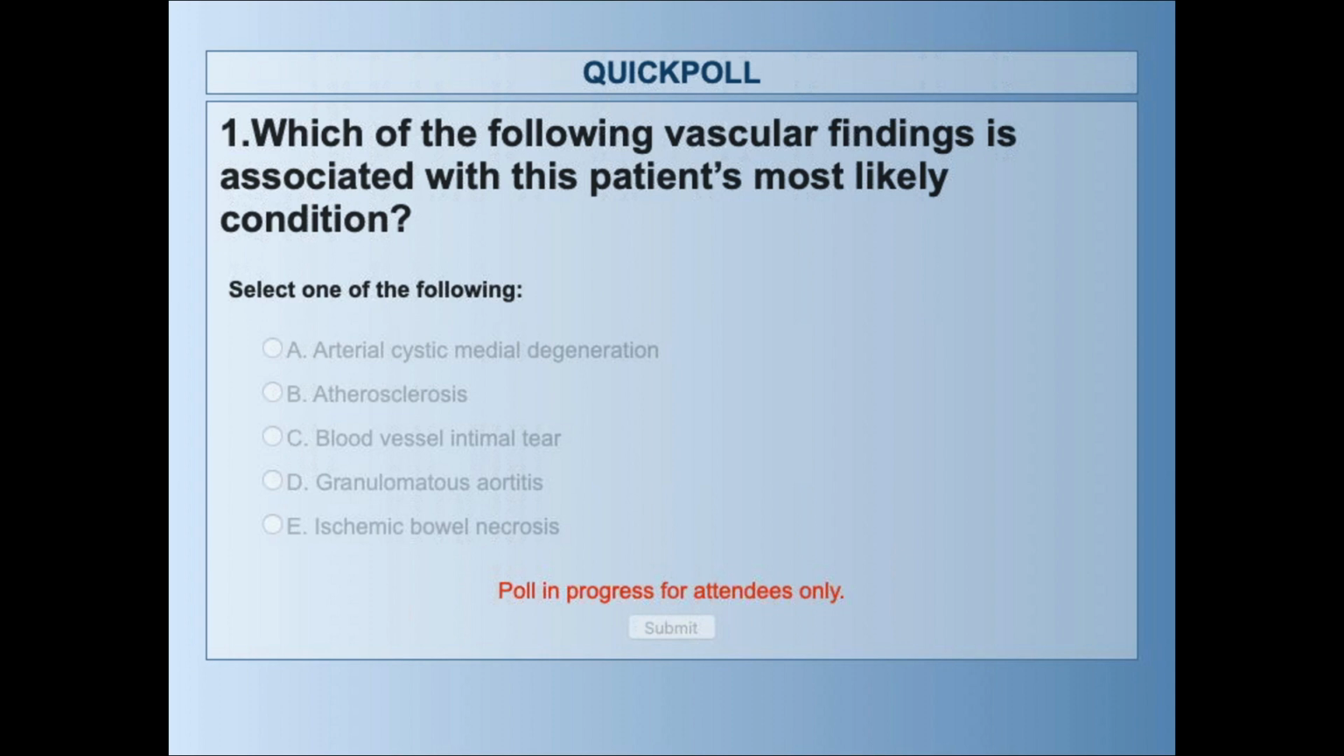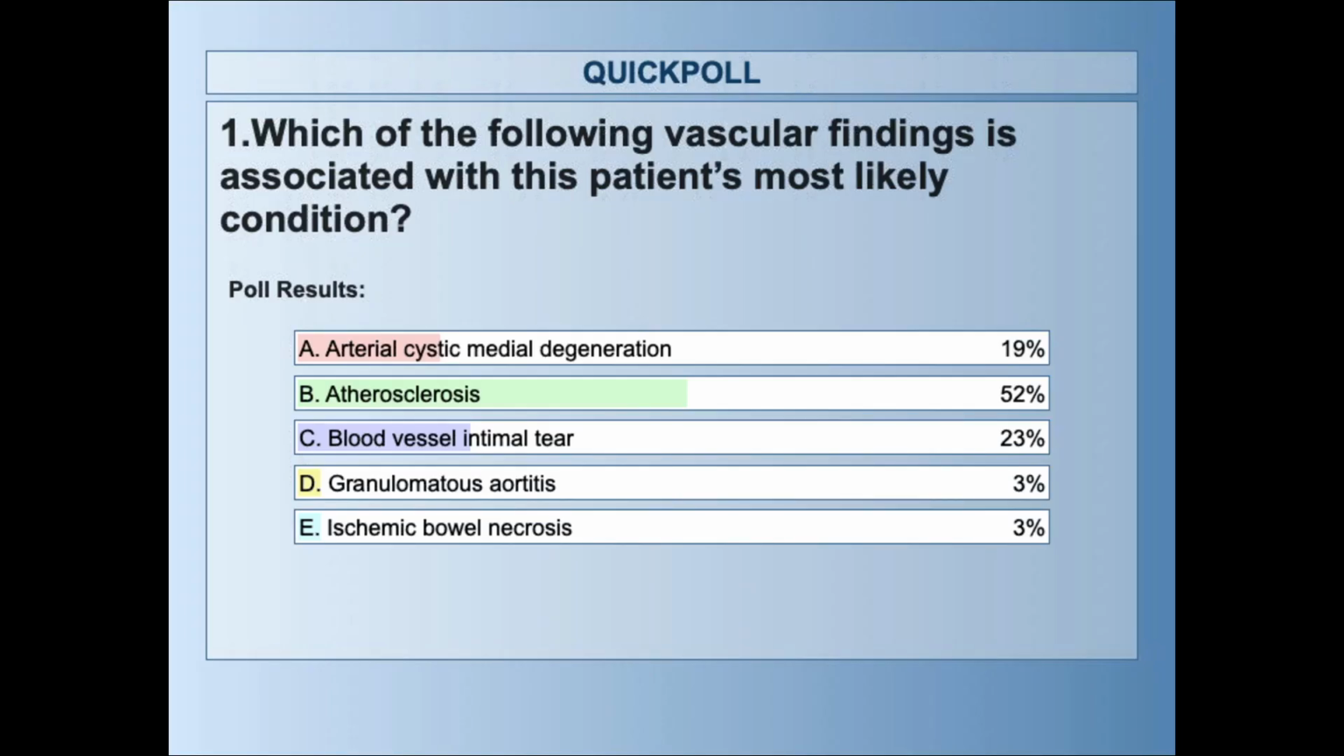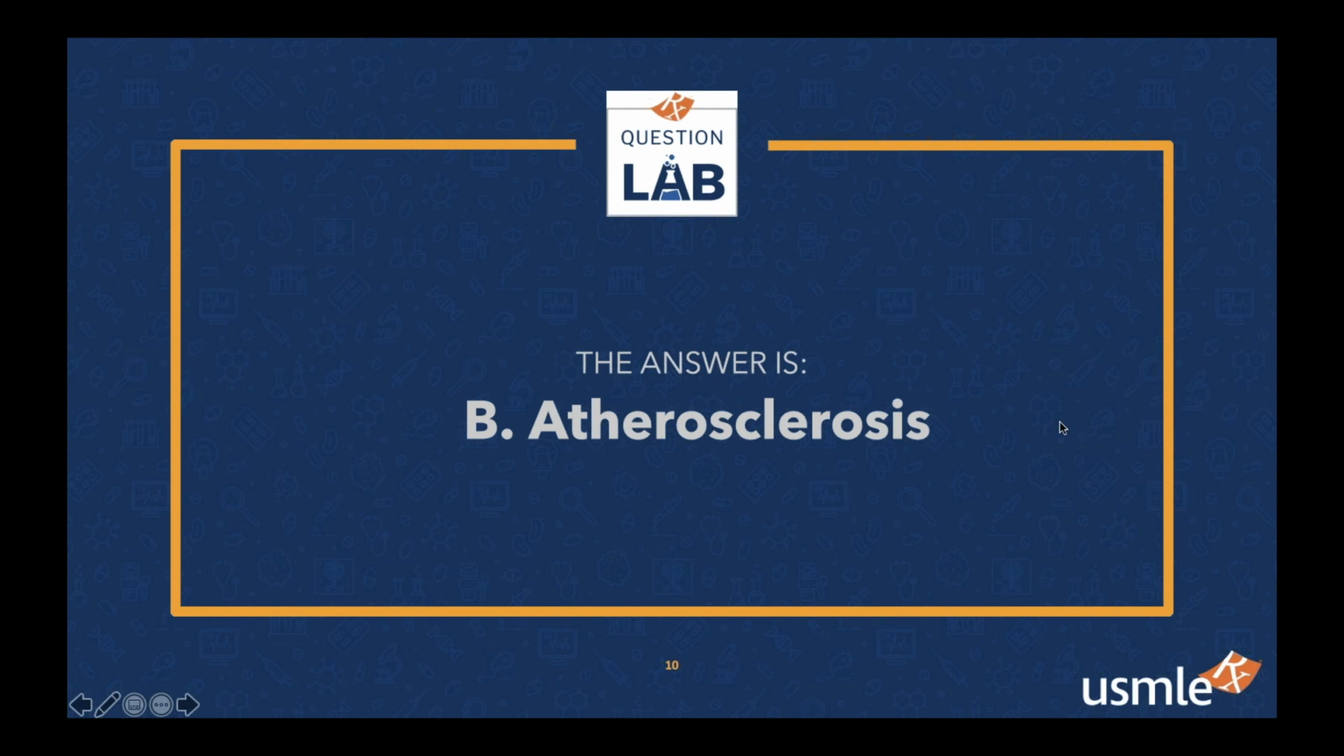All right, let's take a look and see what all of you selected. Looks like we have a clear favorite, and that's atherosclerosis, with 52% of you choosing that answer. In second place, we have blood vessel intimal tear. So let's see what the correct answer is. And the correct answer is indeed B, and 52% of you got it right. So we're off to a great start. Let me hand it off to Paris.